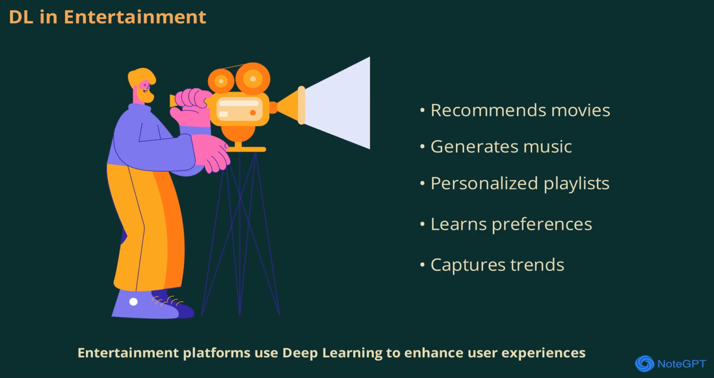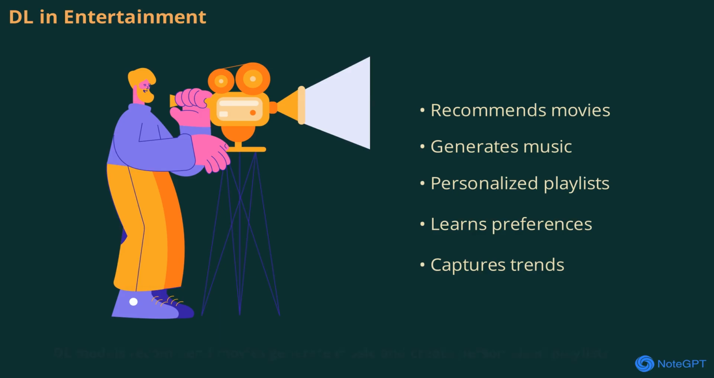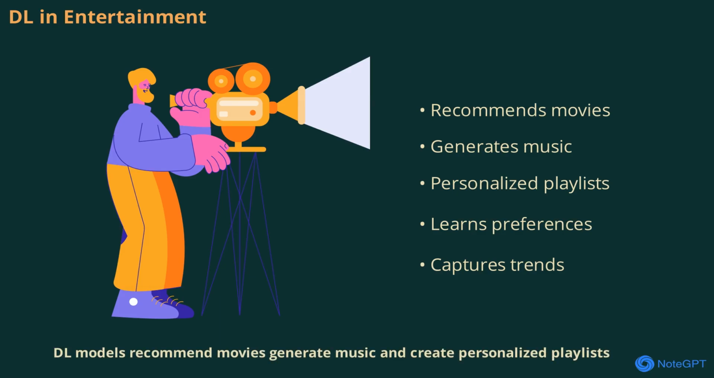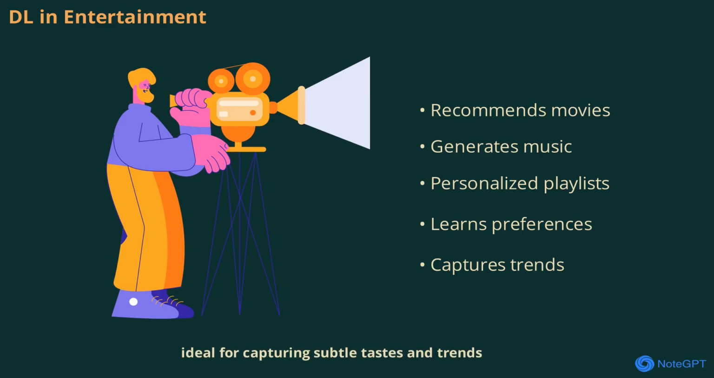Entertainment platforms use deep learning to enhance user experiences. DL models recommend movies, generate music, and create personalized playlists. By analyzing vast amounts of user data, these systems learn preferences and deliver tailored content. The complexity of entertainment choices makes DL ideal for capturing subtle tastes and trends.